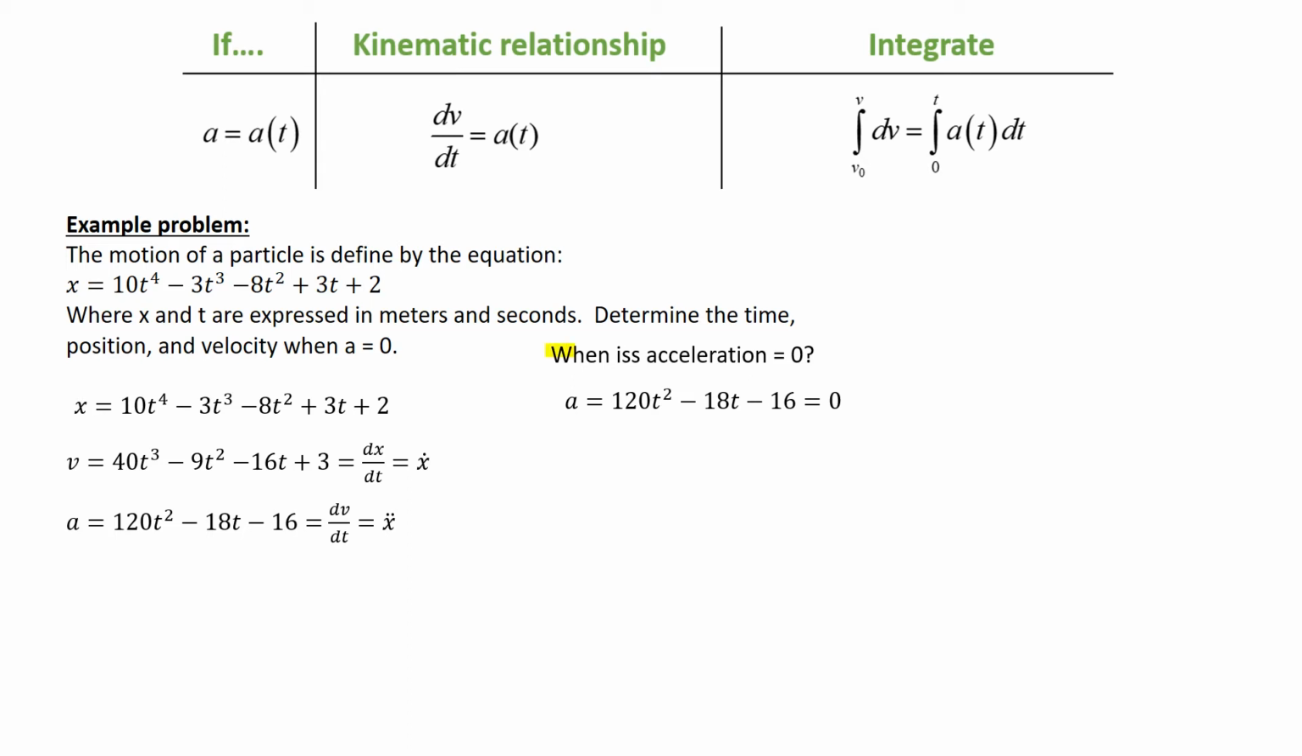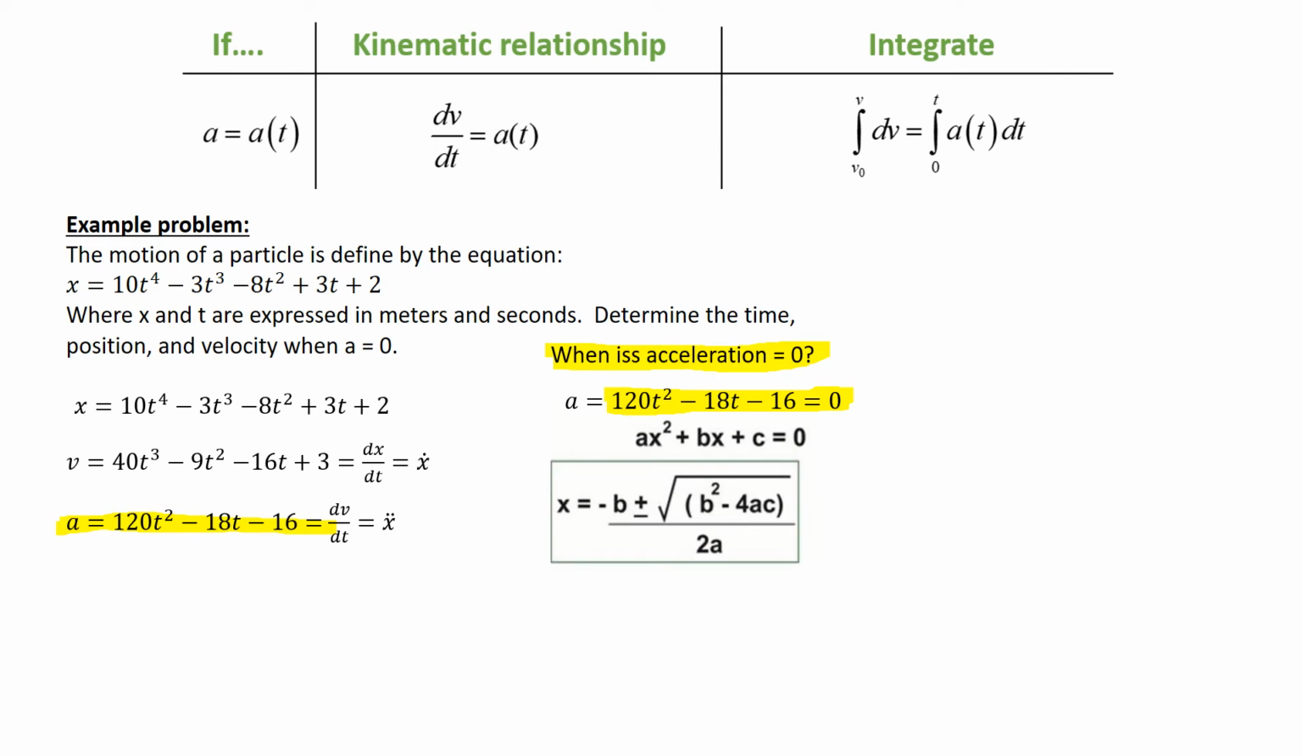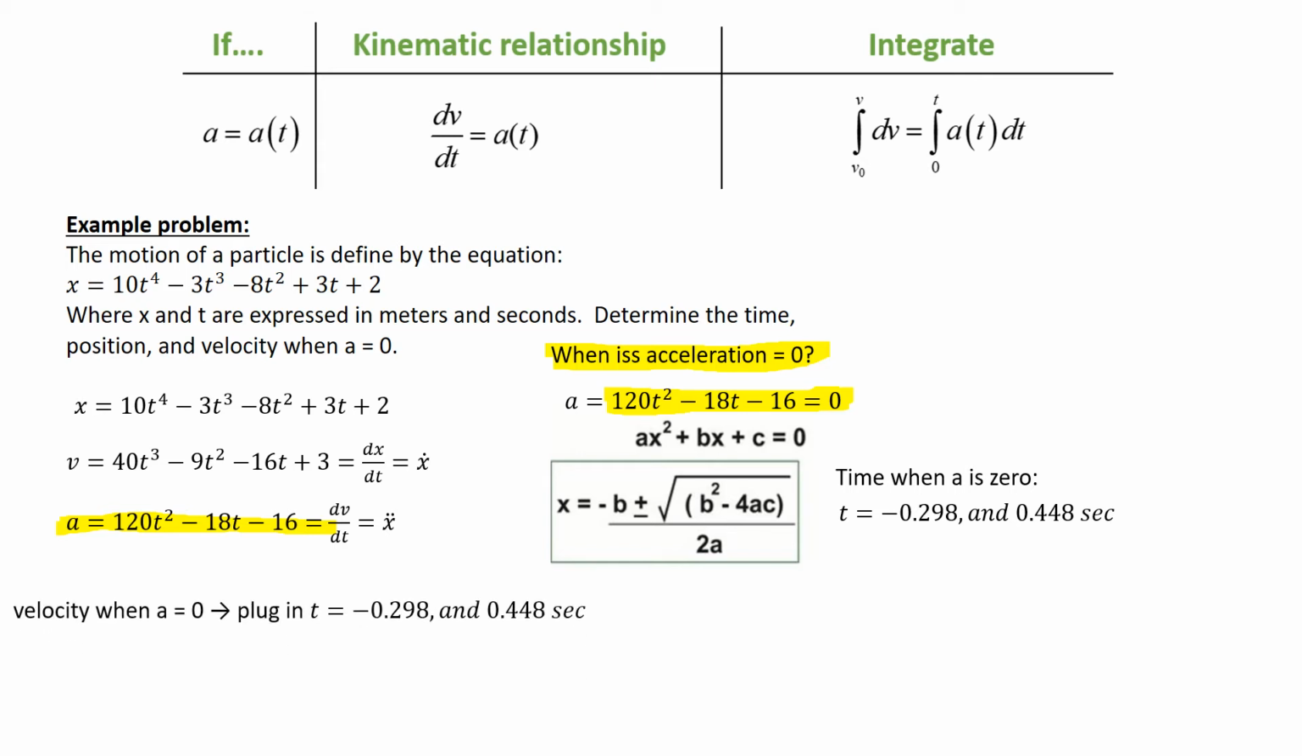So when is acceleration 0? That's part of it. Take our equation for acceleration, and we're just going to set that equal to 0. So we have an equation with one variable, t squared, so we're going to have to just use a quadratic formula here, and we can solve for the times where this equation is 0. Once we have those two times, we can figure out the position and velocity at this point too.